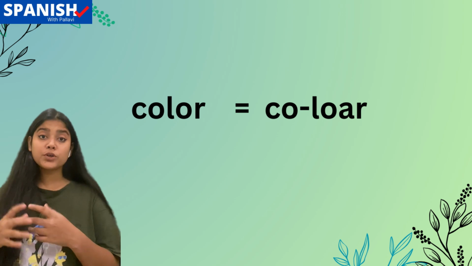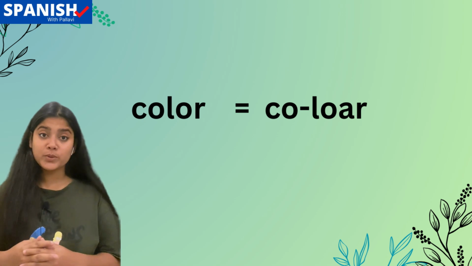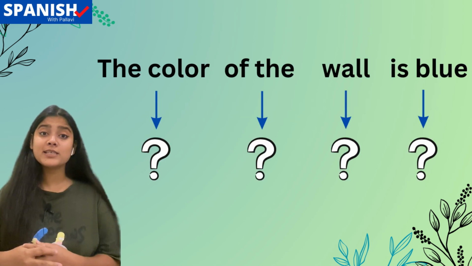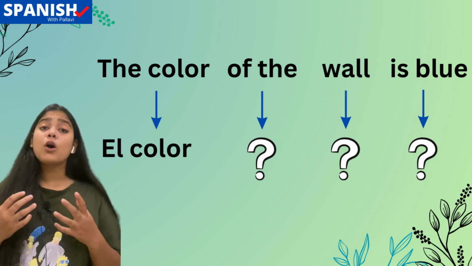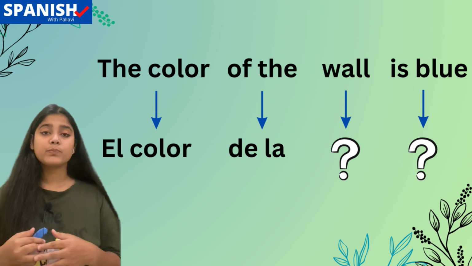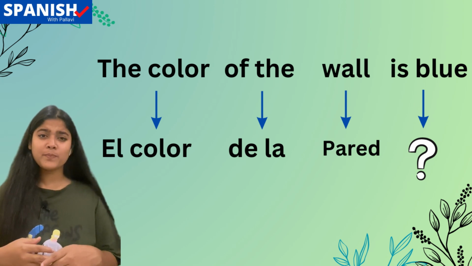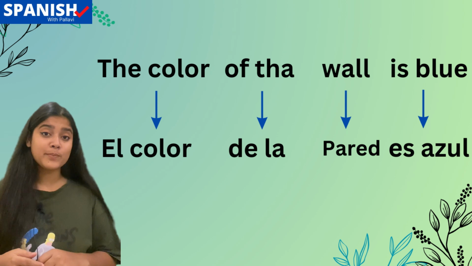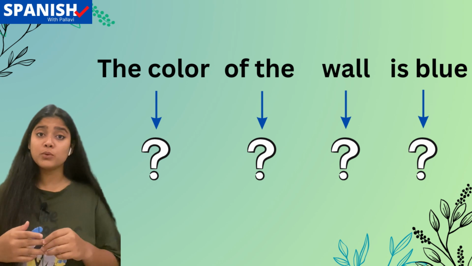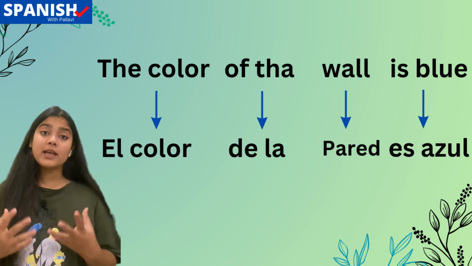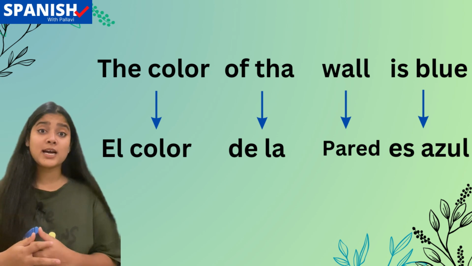Next. This word is color. And how do you say that in Spanish? Color. The example will be, the color of this wall is blue. And how do you say that in Spanish? Color will be el color. Of will be de. The wall will be la pared. Is will be es. Blue will be azul. So the whole sentence will be: El color de la pared es azul.